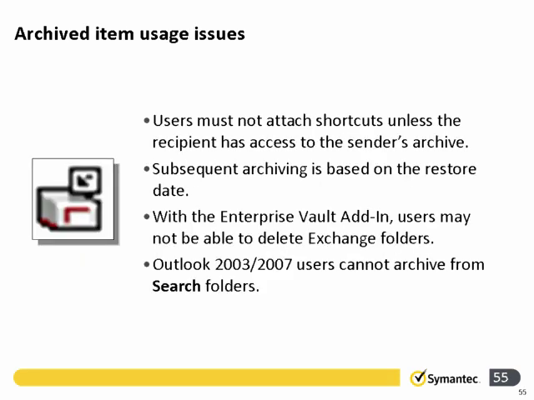Some issues associated with archiving items. You really shouldn't attach a shortcut to a forwarded message because the sender or the receiver will have to have access to that archive when they receive that particular shortcut. Subsequent archive is based upon the restore date. So again, in an earlier lesson, we talked about the grouping of the retention category and the expiry. So therefore, basically, it restarts that counter based upon the restore date.